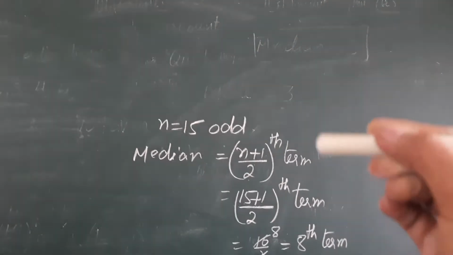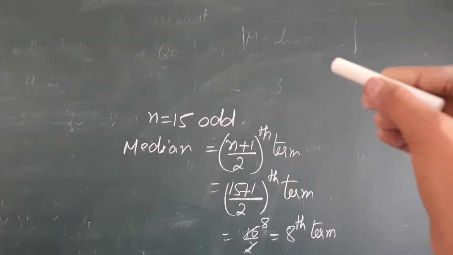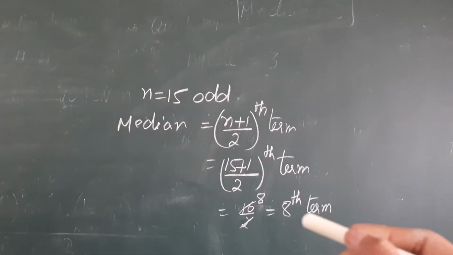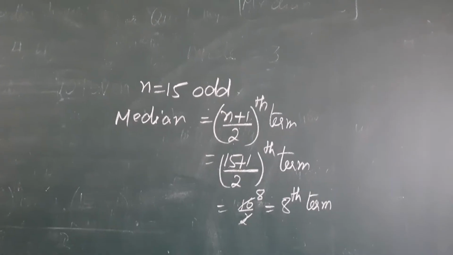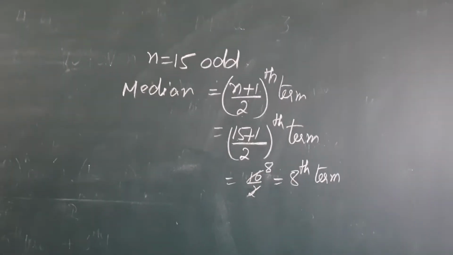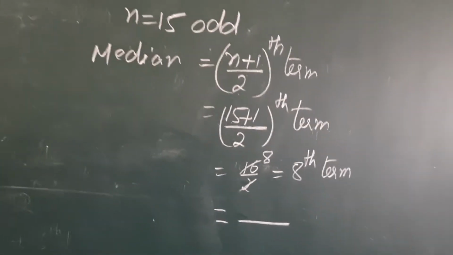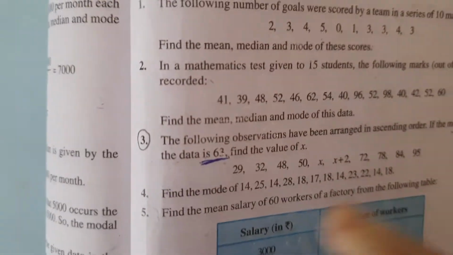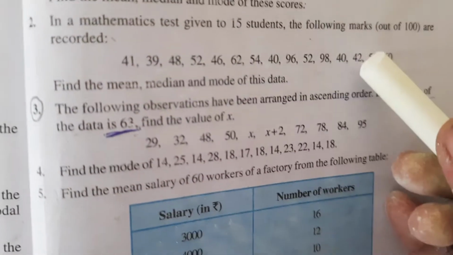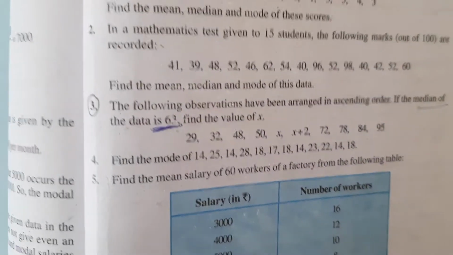So this is your homework. First arrange them in ascending order, then see which is the 8th term in that order. That will give you the median, the answer. So try this question yourself. And mode is the most repeating value, the value which is occurring the maximum number of times, right?